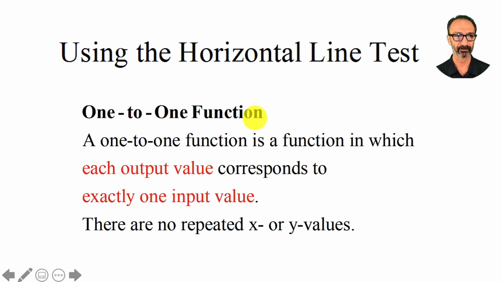A one-to-one function is a function in which each output value corresponds to exactly one input value. There are no repeated x or y values. Well, no repeated x because it's called a function. Now we're questioning if this function is one-to-one, so on top of that, we are seeing if the y values repeat.